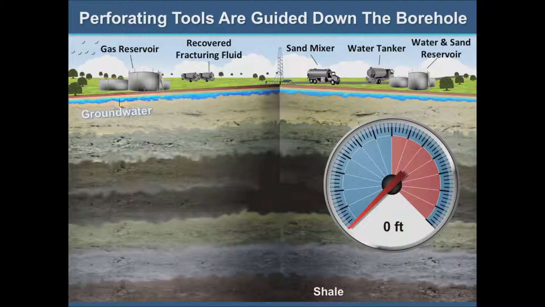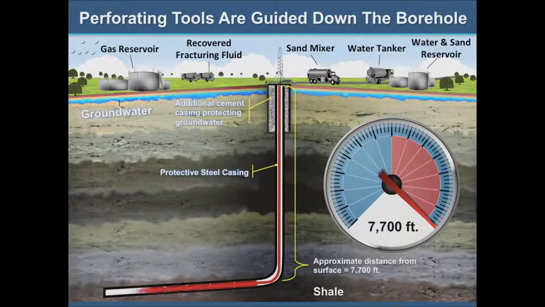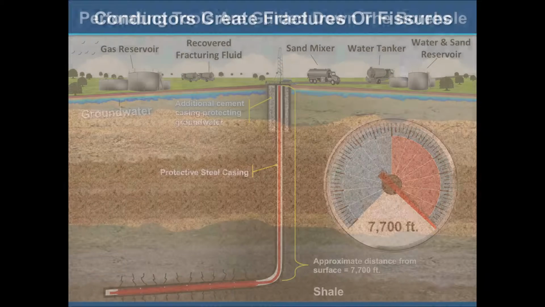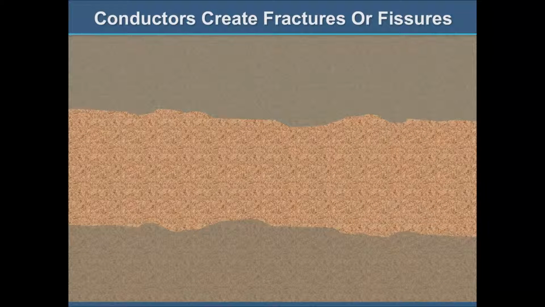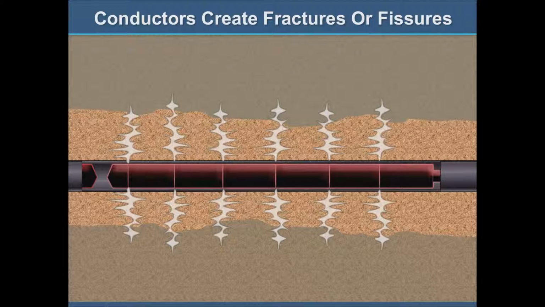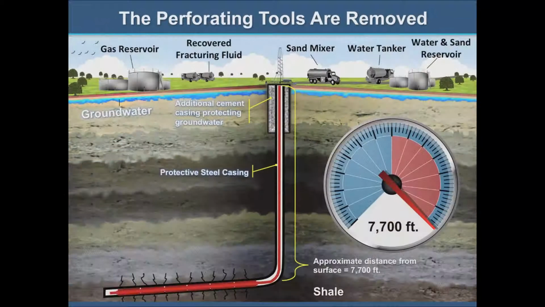Once the borehole has drilled down to the shale layer, perforating tools are then guided down the borehole carrying conductors. Once these tools are in place, the conductors emit a shock wave into the shale layer. This shock wave causes slight underground fractures in the shale layer. These fractures are also known as fissures. Once the fissures are created, the perforating tools are removed and brought to the surface.